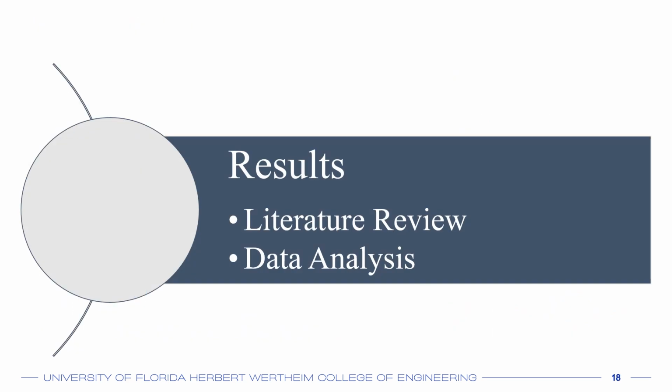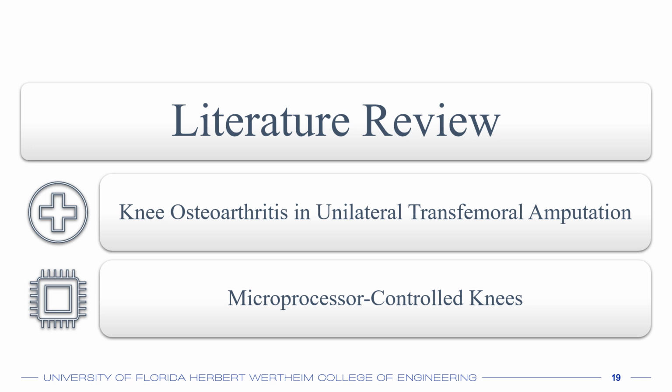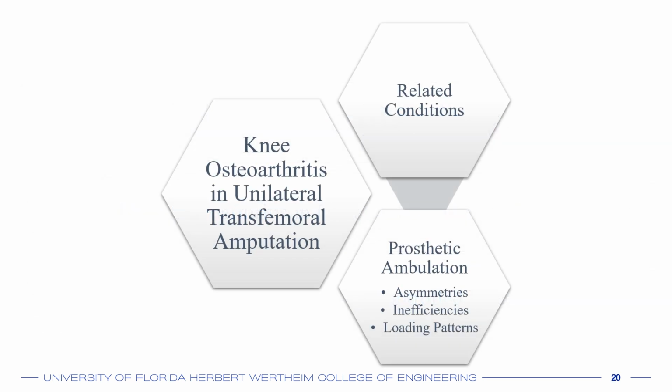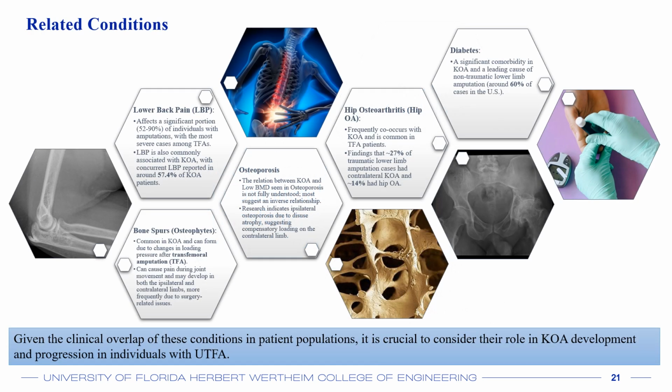This brings us to the results of this study, which again include those of the literature review and the data analysis. With respect to the literature review, first an analysis of knee osteoarthritis and UTFA was considered, with the general understanding of microprocessor-controlled knees following that. With respect to knee OA and UTFA cases, it was found that there were several related conditions in addition to several potential influences of prosthetic ambulation. With respect to related conditions, several were identified between patient groups, including lower back pain, hip osteoarthritis, and bone spurs being prevalent between both patient groups.